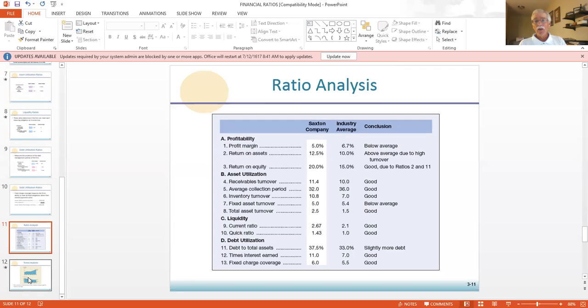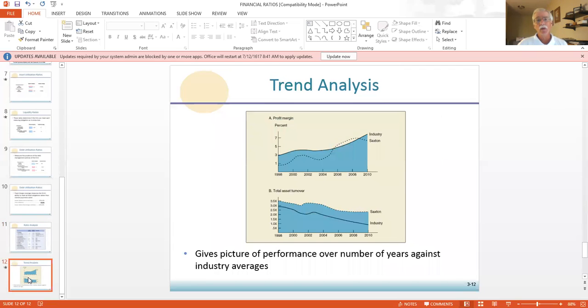The current ratio is favorable at 2.67 times versus an industry at 2.1. The quick ratio is favorable, 1.43 versus 1. Debt to total assets, the company is a little more indebted at 37.5% versus the industry average at 33%. However, interest, that was the earnings of interest through operations, is strong at 11 times versus 7 for the average. And finally, fixed charge coverage is reasonable at 6 versus 5.5 times for the industry average.